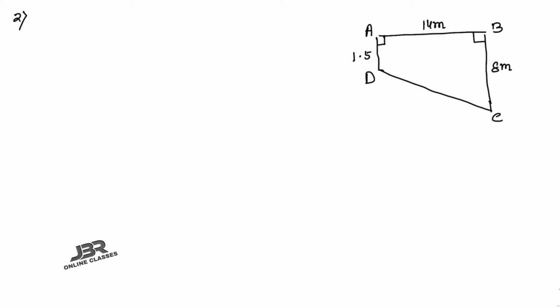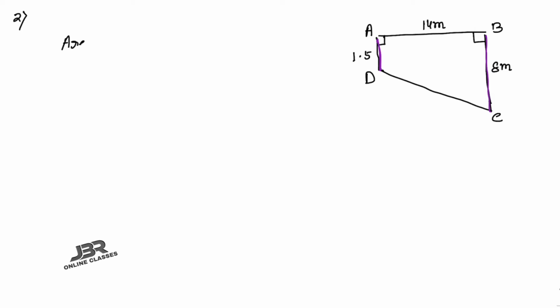Okay, so now you have to find out the area of that cross section. That means you have to find out the area of that trapezium. So first you have to know what is the area of the trapezium. The formula is half sum of parallel sides. So in that case the parallel sides are AD and BC. BC and AD are the parallel sides.